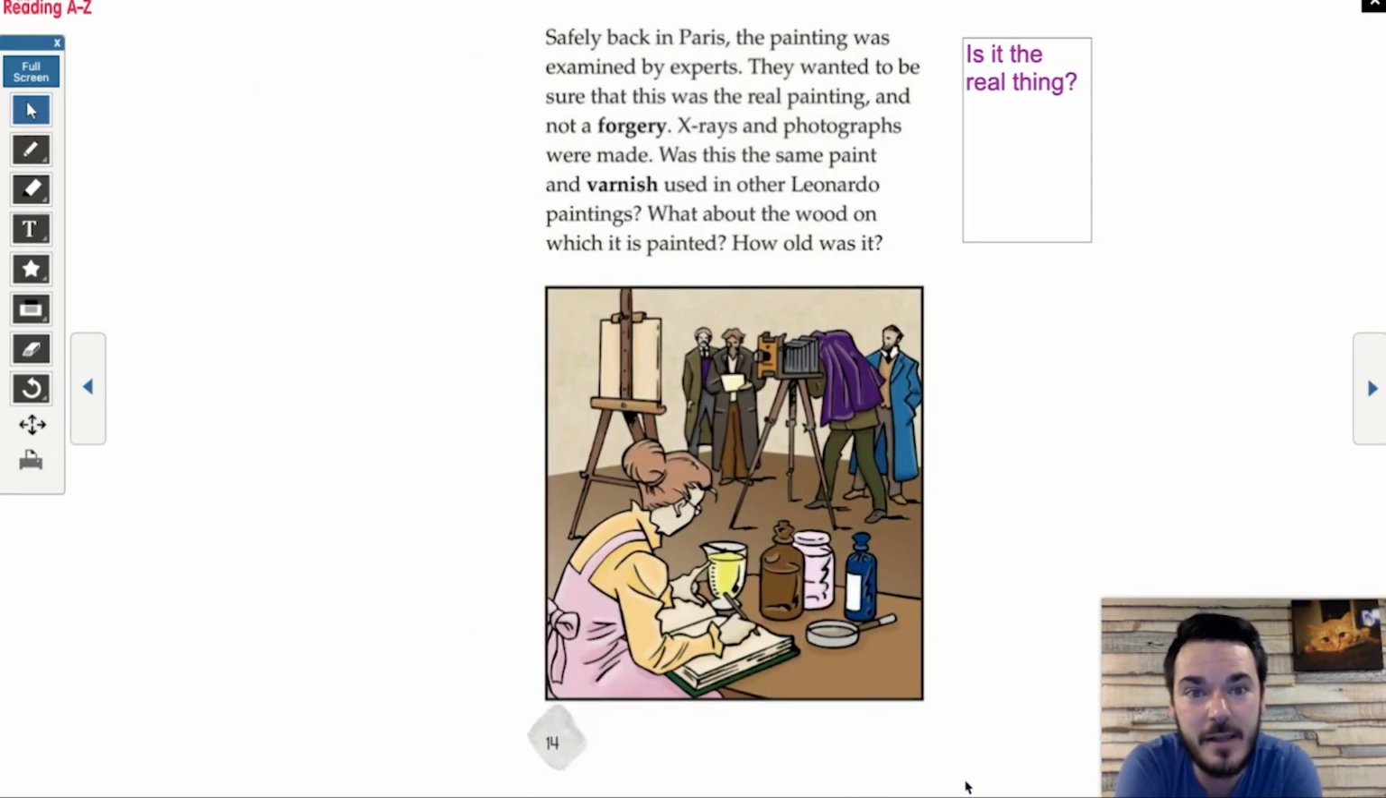Safely back in Paris, the painting was examined by experts. They wanted to be sure that this was the real painting and not a forgery. X-rays and photographs were made. Was this the same paint and varnish used in other Leonardo paintings? What about the wood on which it was painted? How old was it? Oh, I just had a new question. Is this the real thing?